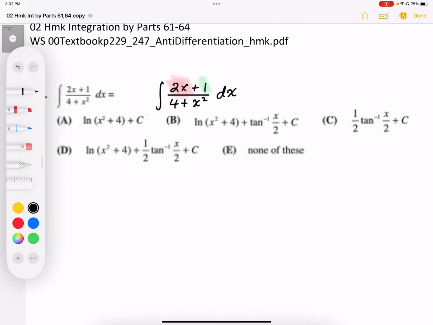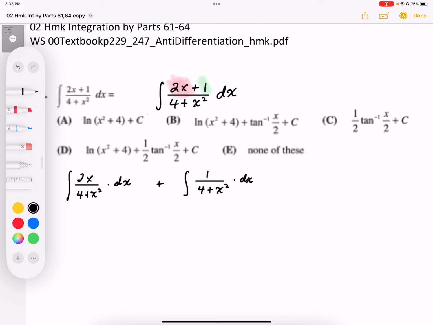What we need to recognize for this one is that we can actually split up the 2x and the plus 1. And the plus 1 will conveniently group with the denominator, and that denominator happens to be an inverse trig. So it's going to look like this. We're going to split it up into 2x over 4 plus x squared. Now this can be done with substitution, and then we end up with plus 1 over 4 plus x squared dx, and this one could be done with arctan.